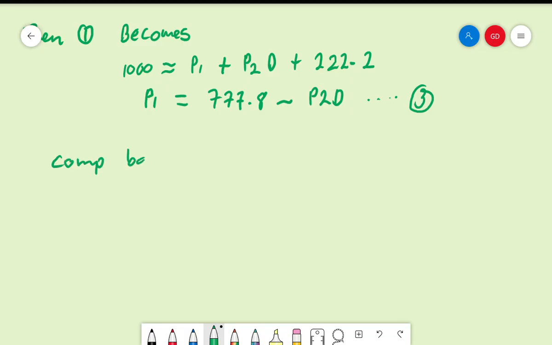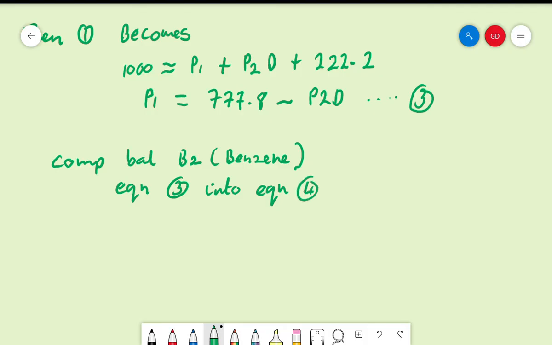Component balance based on benzene. When I use BZ, that's benzene. Okay, these are aromatic compounds. Okay, so now 3 into 4. So now we say equation 3 into equation 4.